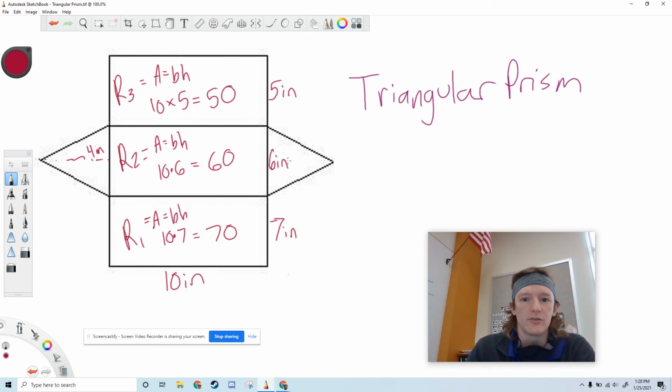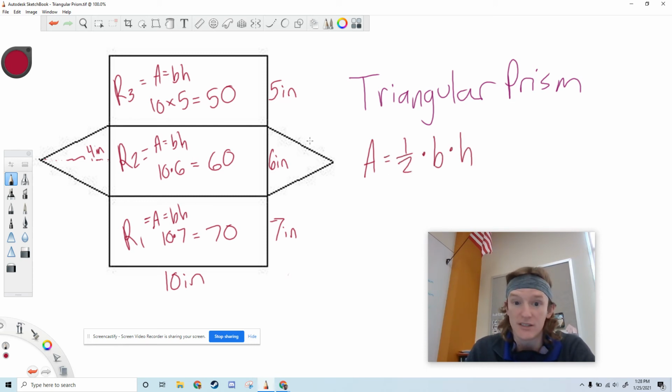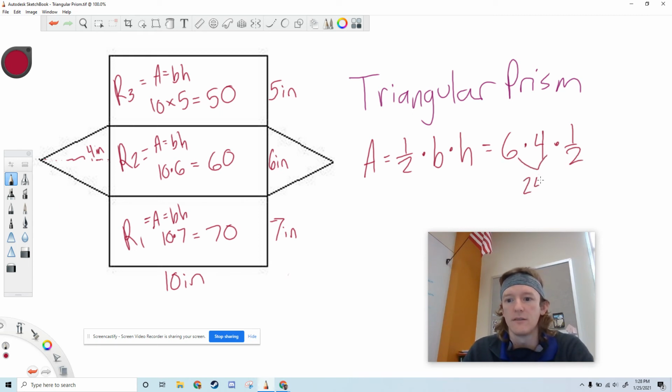We need to do our 2 triangles. The area of a triangle is 1/2 times the base times the height. So base times height, again, you just cut it in half. The base is 6, and the height is 4. 6 times 4 is 24. If we cut 24 in half, we get 12. So this triangle is 12, and this triangle is 12 as well.